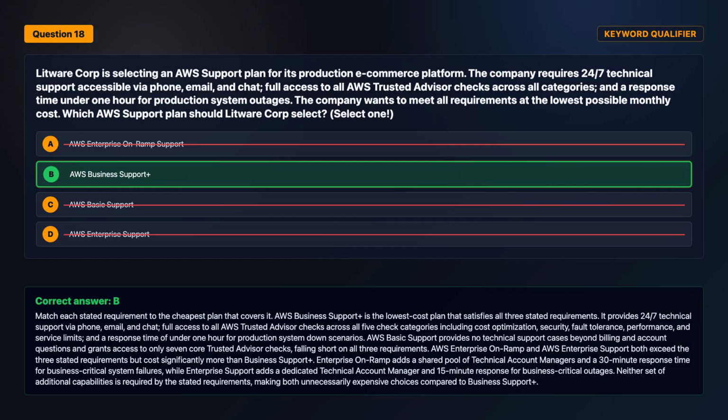AWS Enterprise On-Ramp and AWS Enterprise Support both exceed the 3 stated requirements, but cost significantly more than Business Support Plus. Enterprise On-Ramp adds a shared pool of technical account managers and a 30-minute response time for business-critical system failures, while Enterprise Support adds a dedicated technical account manager and 15-minute response for business-critical outages. Neither set of additional capabilities is required by the stated requirements, making both unnecessarily expensive choices compared to Business Support Plus.